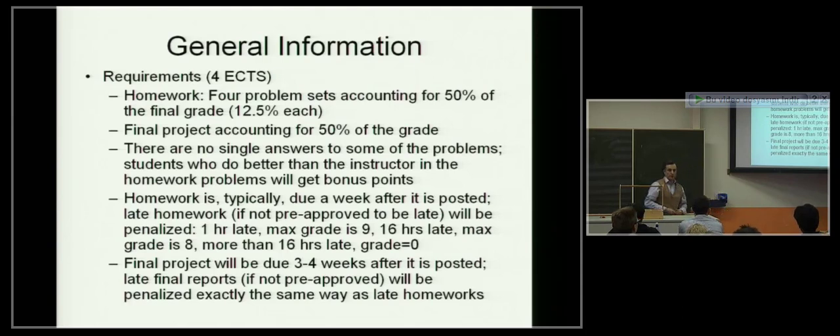The grade is based on 2 things: homework and final project. The homework is 4 problem sets, which each account for 12.5%. So the total from the homework is 50% of the grade. There's a final project, which accounts for another 50% of the grade. In some of the problems, there are no single answers. And so I'm looking for your kind of thinking. And if your answer is better than mine, you get a bonus. In particular, in the final project.